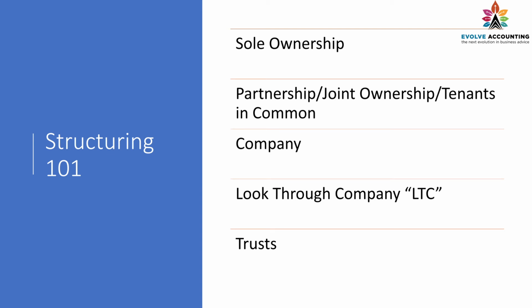So lastly, I just want to talk about structuring. When it comes to structures, there is a myriad of ways you can do things. You've got sole ownership, and then we lump together partnerships, joint ownership, tenants in common, all very similar to each other. Got companies, and then look-through companies. And then lastly, we've got trusts.